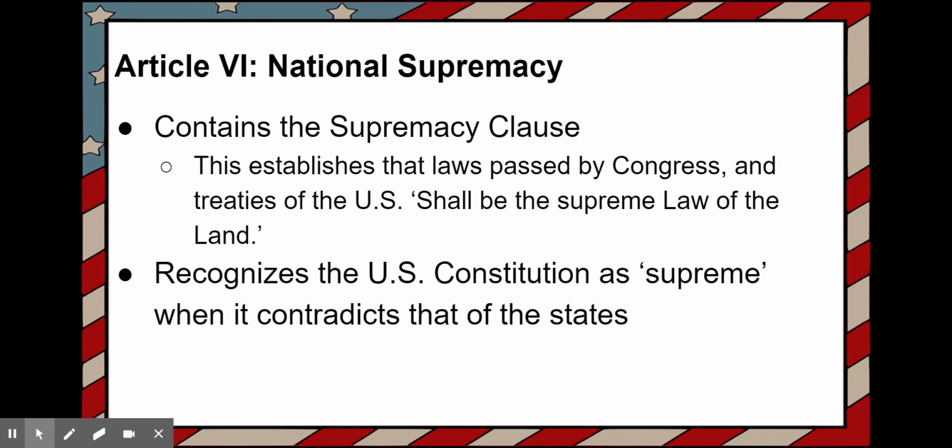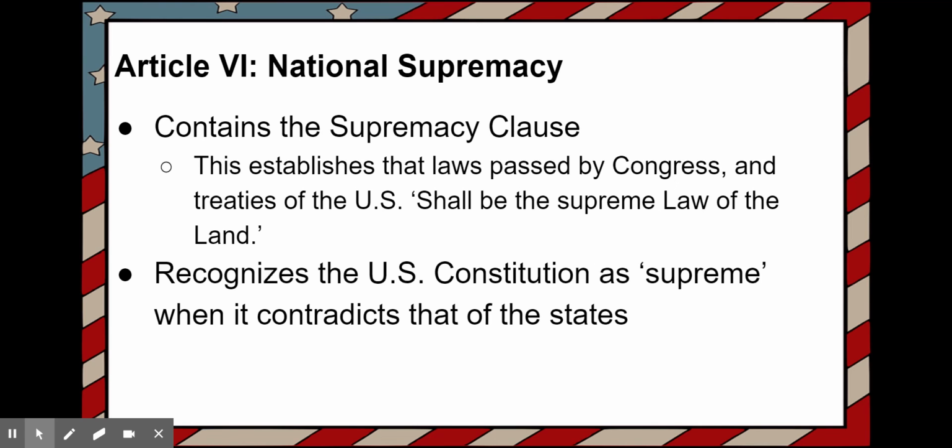It's the highest law. Right. There's nothing above it. Nothing can overrule the Constitution or a law put out by Congress. Okay. Supremacy clause, supreme law of the land, anything put out by Congress or voted on, put into law by Congress, or in the Constitution is the supreme law of the land. Now, the U.S. Constitution is supreme when it contradicts that of the states.